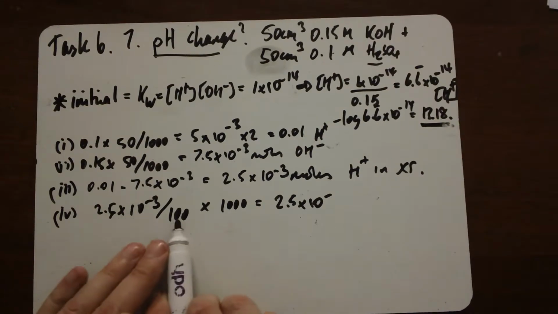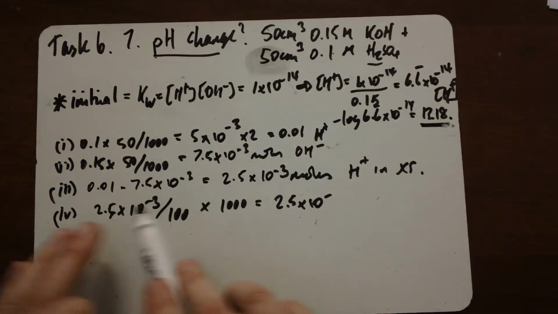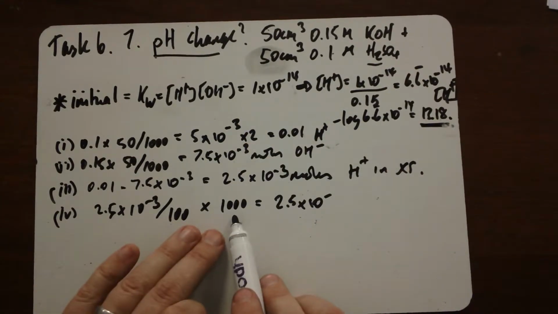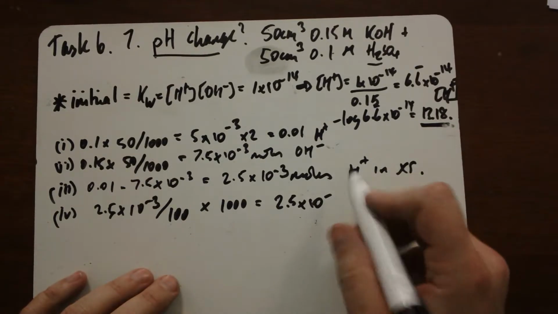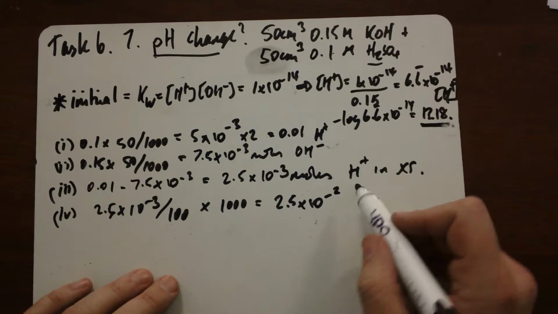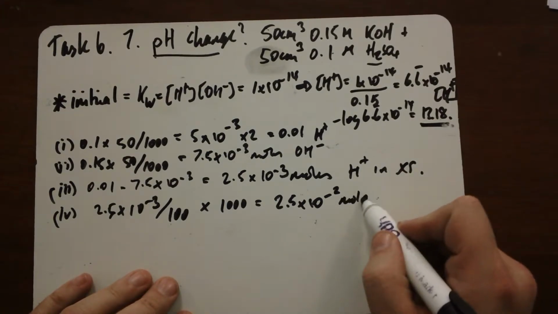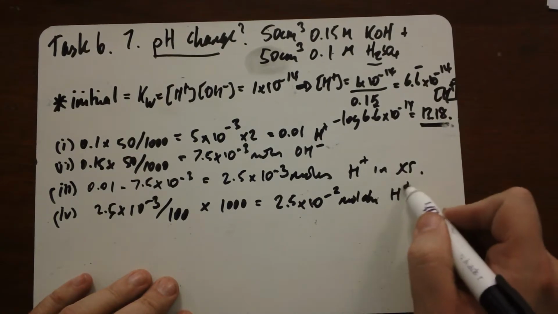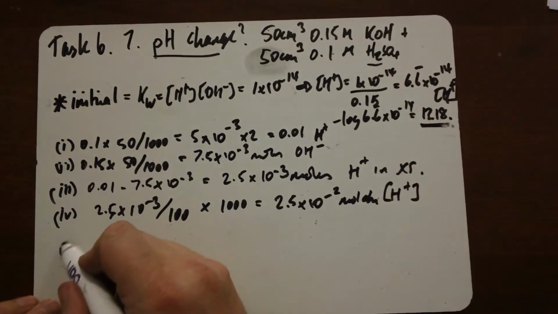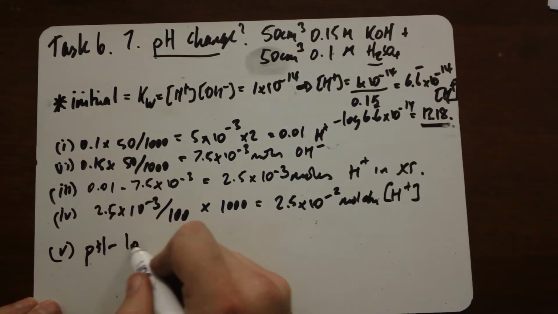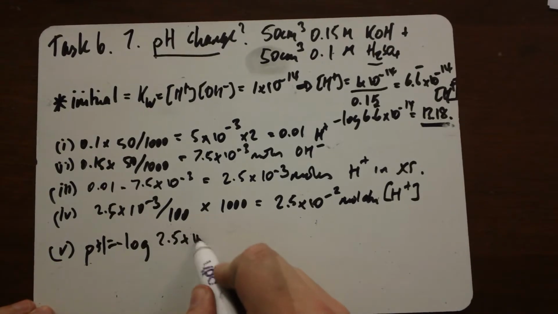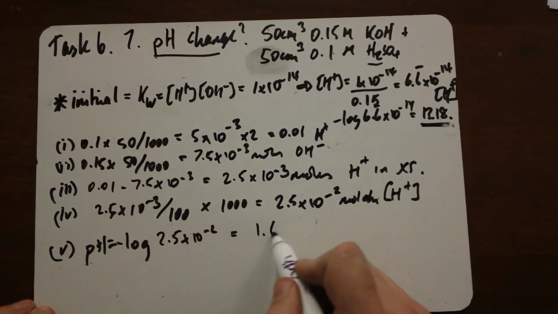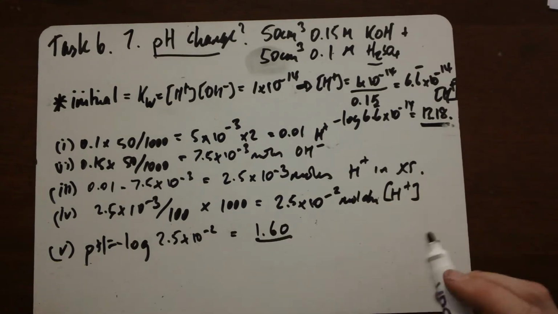Use that value, divide it by the new volume, so that's the number of moles in 100, times by 1000 to get it into decimetres cubed concentration, and it's 2.5 times 10 to the minus 2 moles per decimetre cubed of H plus. Now we know that, last step, plug it into your minus log, and it's 2.5 times 10 to the minus 2, and we get a pH of 1.6.